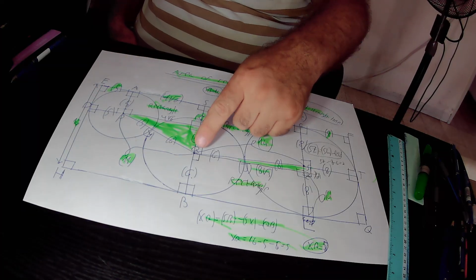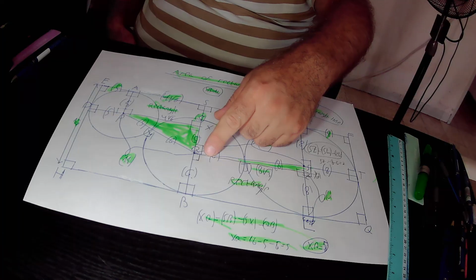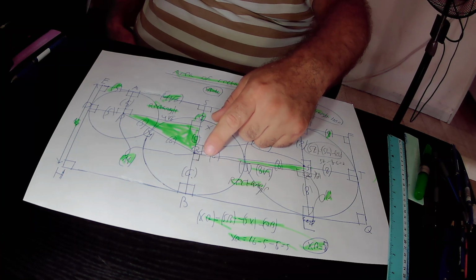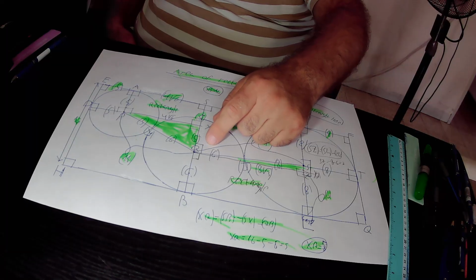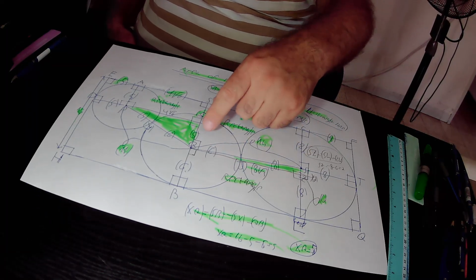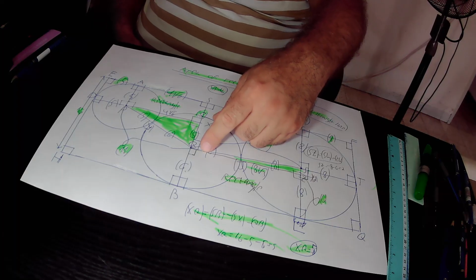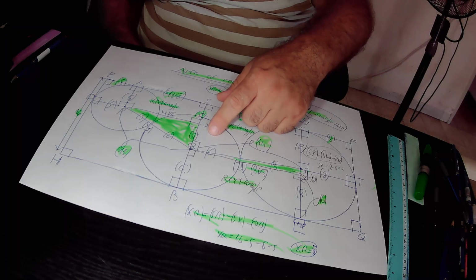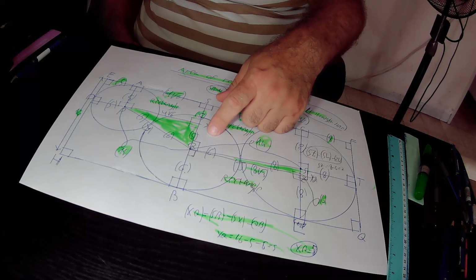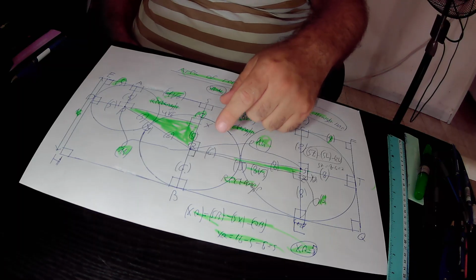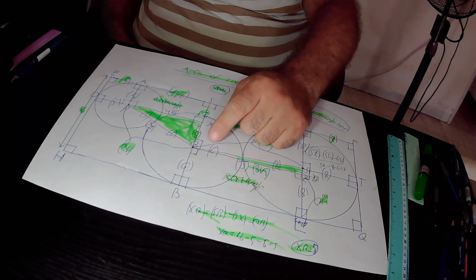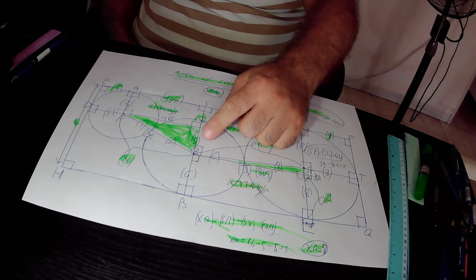So in total, XQ must be equal to SB, that is 16, minus SX, that is 5. 16 minus 5 is 11. Minus QB, that is 6. 11 minus 6 is 5. So XQ must be equal to 5 units in its length.